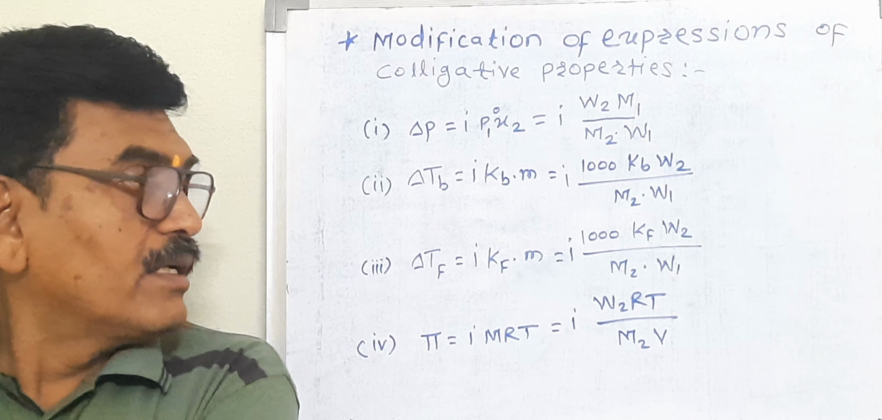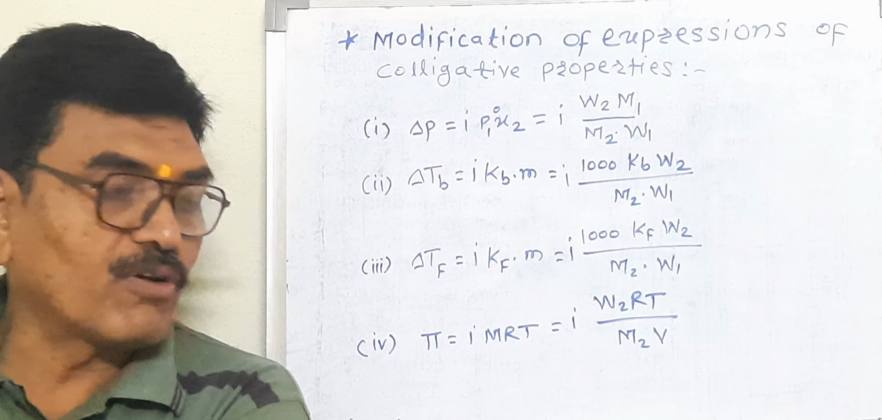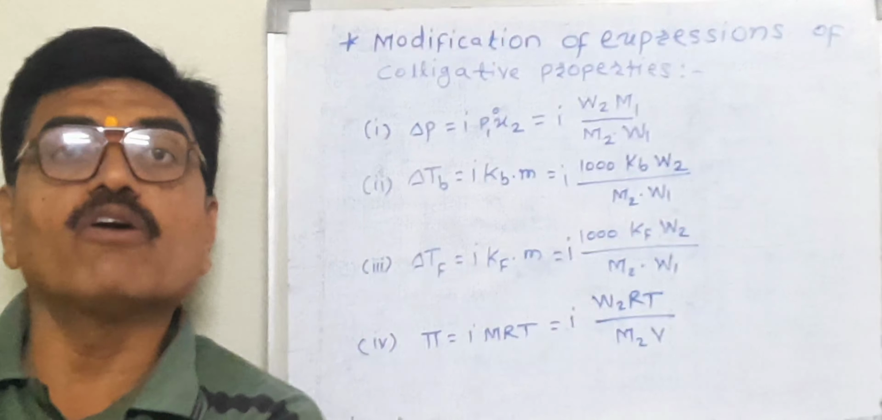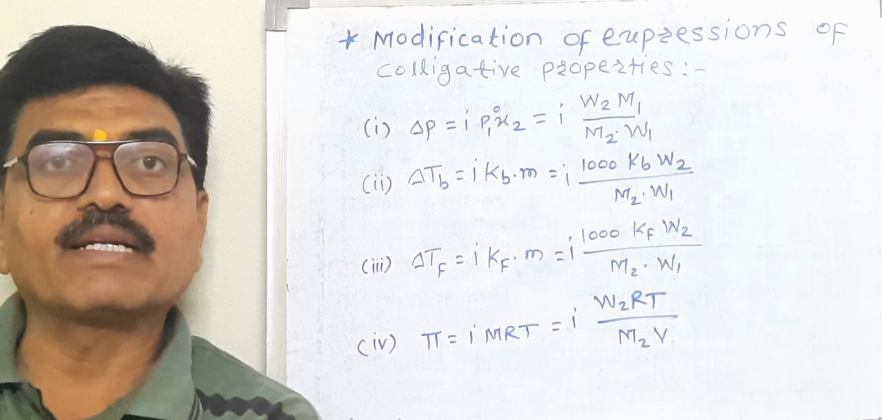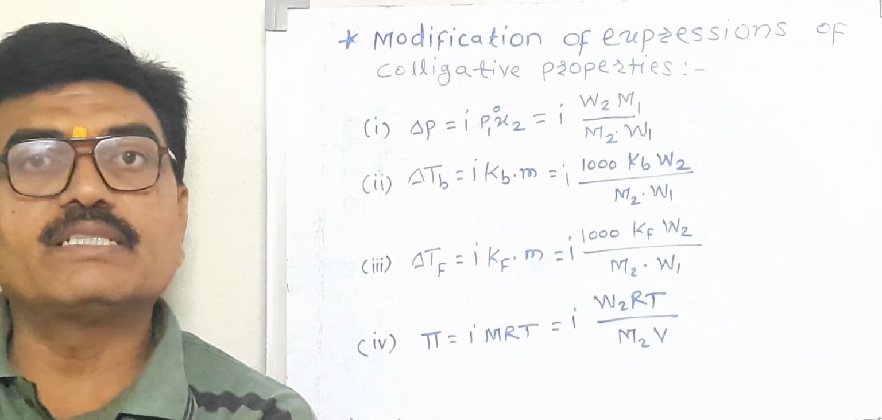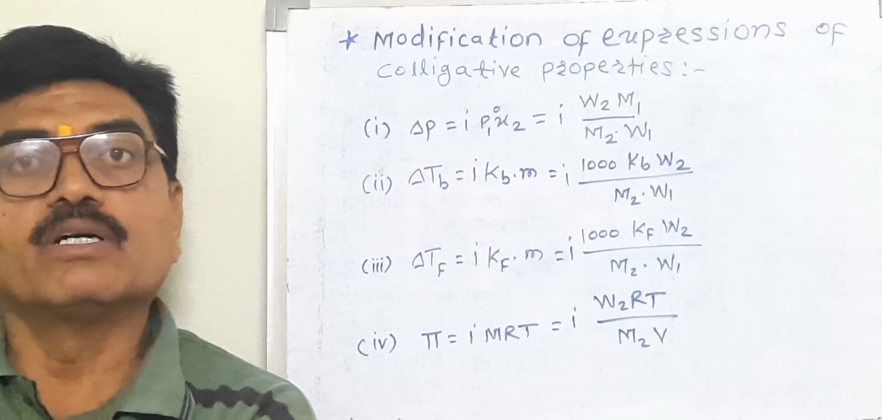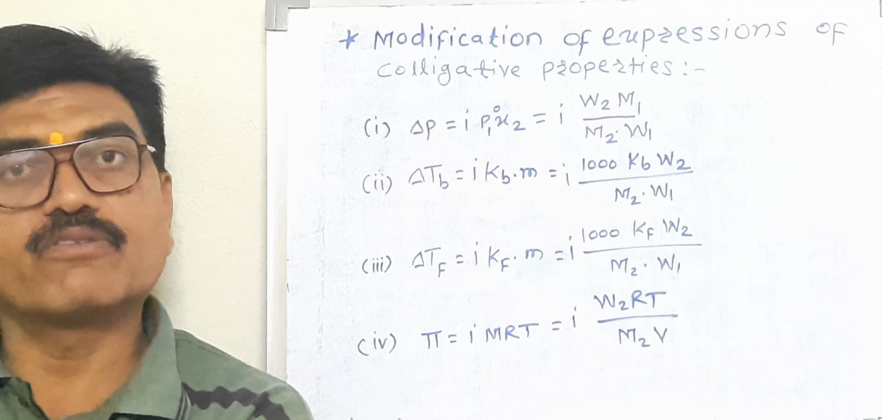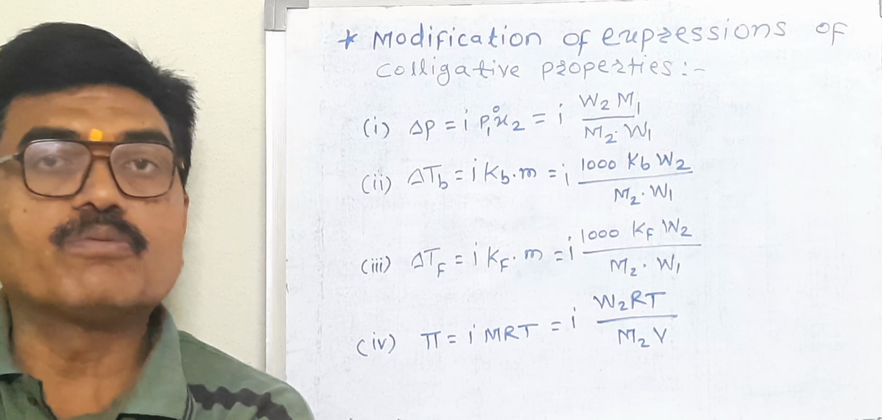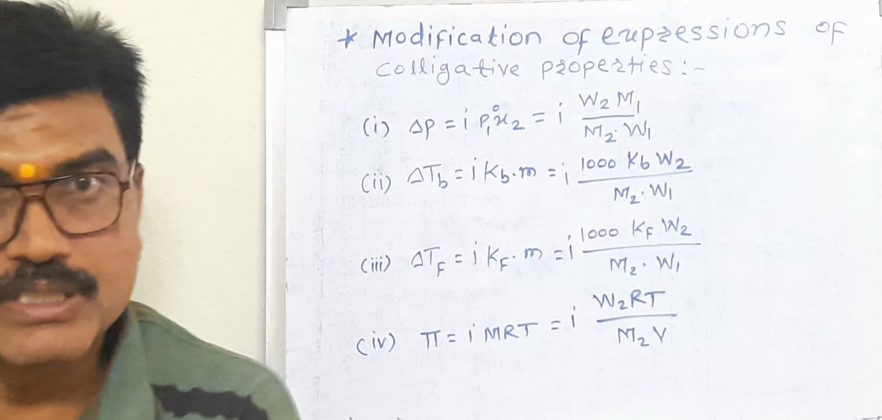With this we will study one last article from this topic, that is how the Van't Hoff factor is related to the degree of dissociation. Before that I will revise in brief what the degree of dissociation is, then how the equation for Ostwald's dilution law for weak electrolytes is obtained, and finally we will study the relationship between the Van't Hoff factor and the degree of dissociation.